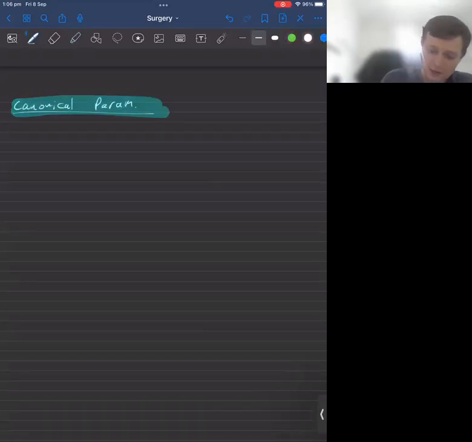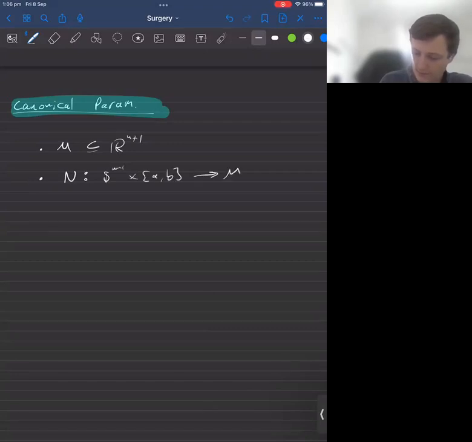Let me set up some notation. We've got a hypersurface. We have some cylindrical parameterization, which is a local diffeomorphism, and let G be the pullback metric on the cylinder.